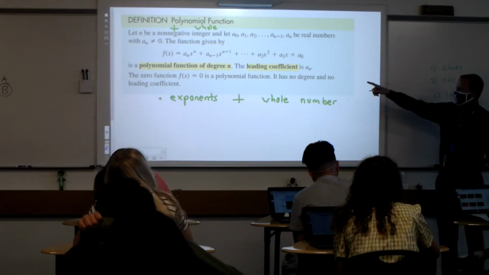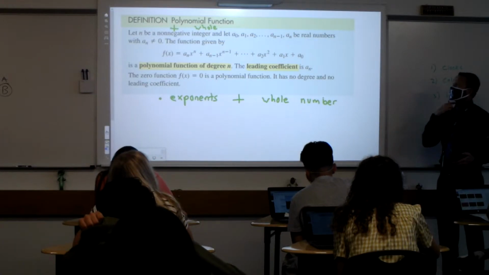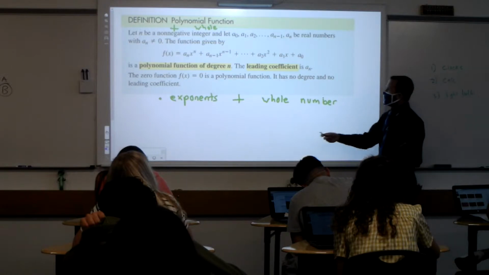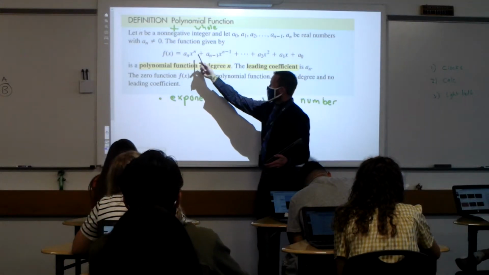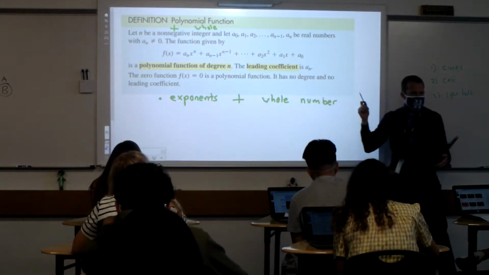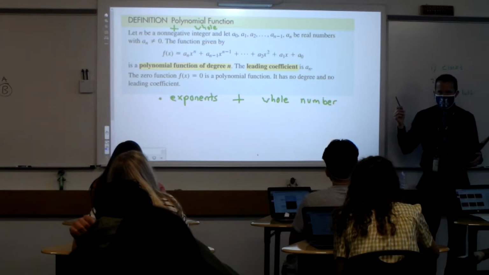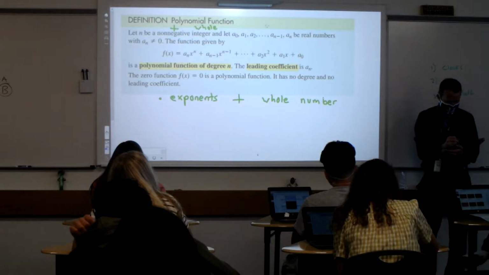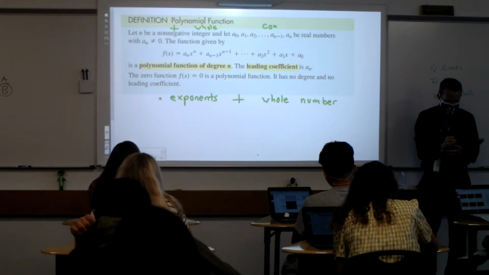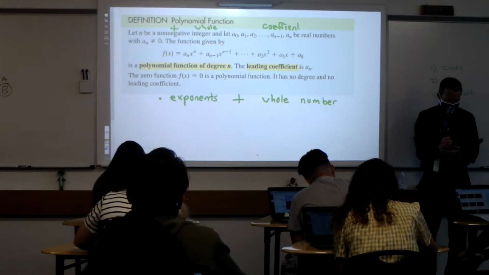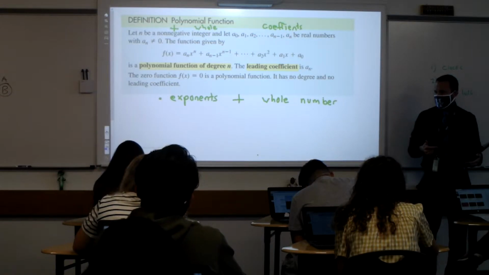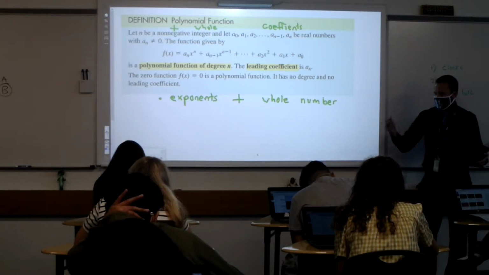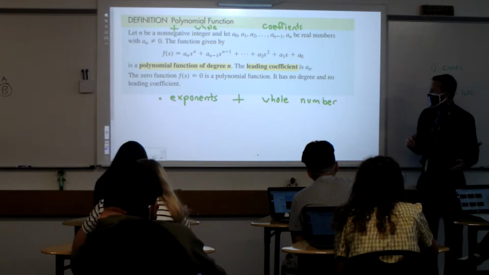Okay, so what do we know about polynomials? The exponents are positive whole numbers. And let A, A1, A2, those are the numbers out in front. What do we call those? Coefficients. Good job, okay? So the coefficients, they don't have to be integers. They can be real numbers. Real numbers means it can be rational or irrational. Irrational meaning it can go on forever, whatever. It can be fractions, whatever.